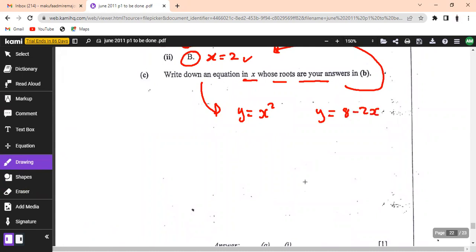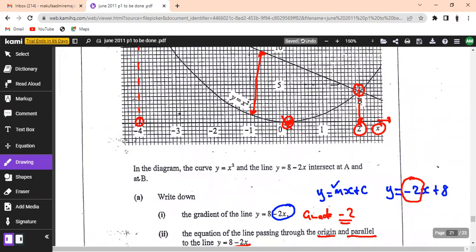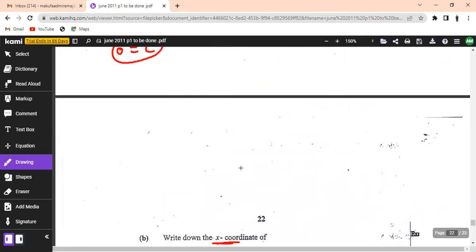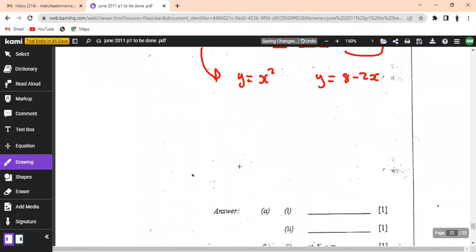So here on B, these solutions that you took came from the point of intersection. If they came from the point of intersection, these two graphs are equal there. So if they are equal, you're just going to equate these two here. Meaning x squared is equal to 8 minus 2x. So you've formulated an equation, and you can just rewrite it, taking all these terms to one side of the equation.